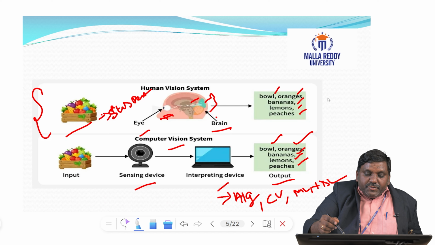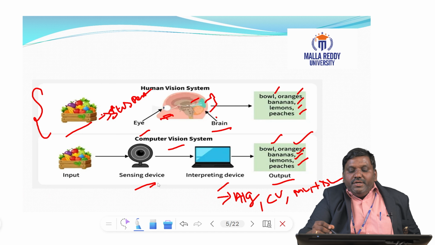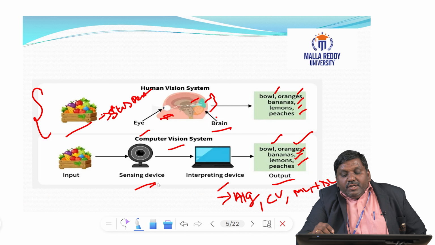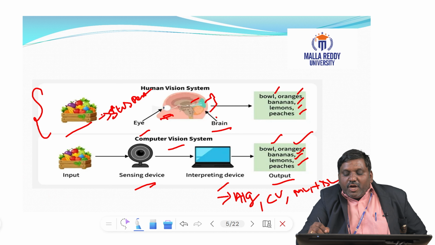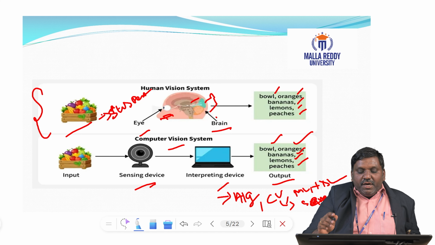Then if you are coming to the computer vision system, the same input only we are taking. We are replacing the naked eye with a sensing device, then interpreting. In order to interpret that, we are using some computer vision algorithm. It may be a combination of machine learning or deep learning algorithms, or separate ones. In order to segment your image and manipulate your image, you are supposed to use some computer vision algorithm also.